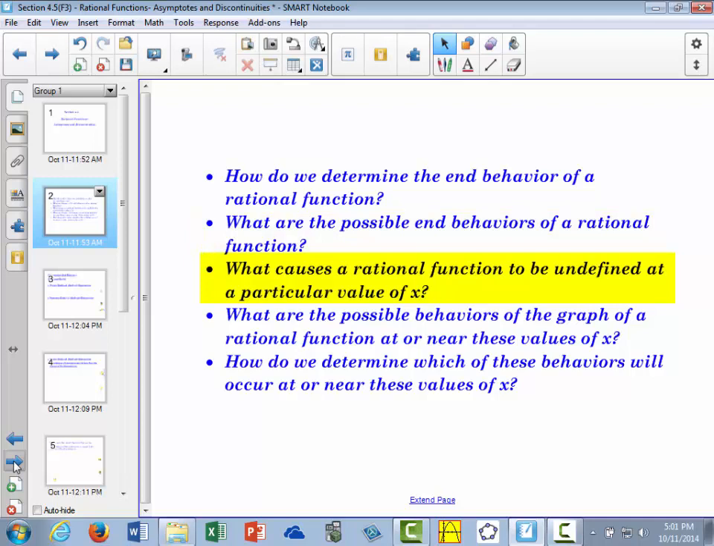What causes a rational function to be undefined at a particular value of x? What are the possible behaviors of the graph of a rational function at or near these values of x? How do we determine which of these behaviors will occur at or near these values of x?